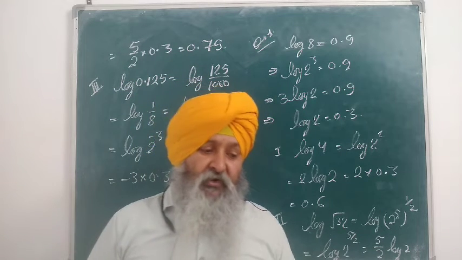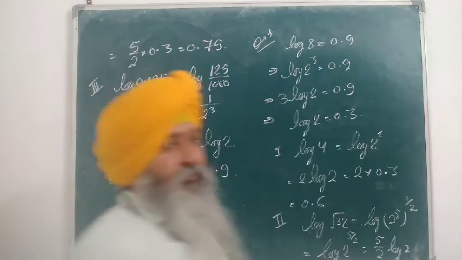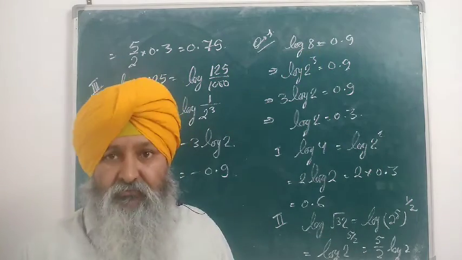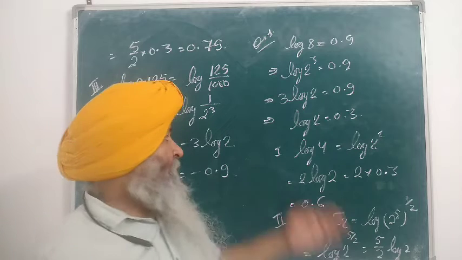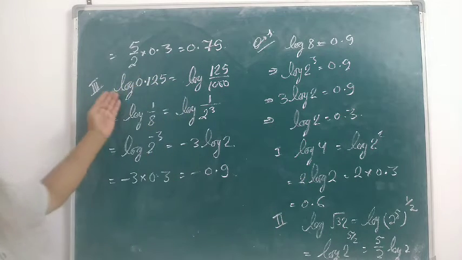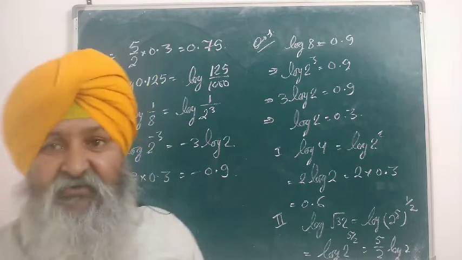Now we are going to start exercise 8C of logarithms. They are saying that log 8 is equal to 0.9. Then evaluate log 4, log root 32 and log 0.125. So firstly, let us see what they have given.